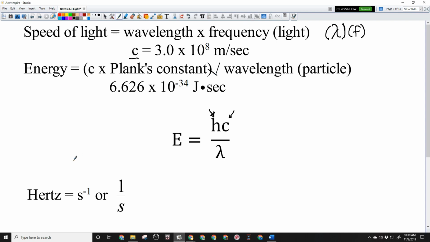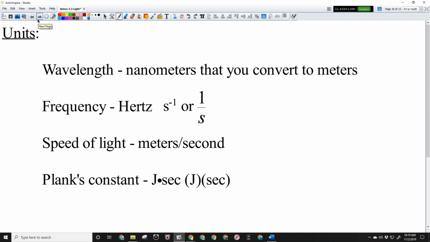And frequency has a unit, and this is the unit for frequency. Frequency is commonly given to you in a word called hertz, but there is a mathematical value for that, and it's s to the negative 1 power, or if we change that into a fraction, that's going to be 1 over s. So make sure you have these written down. Pause here and write down the units for these.